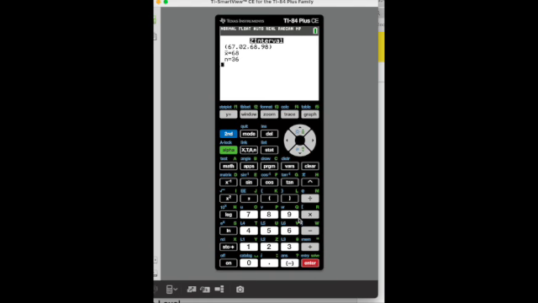I'm going to hit enter, and it's going to give us the same thing we got when we used inverse norm. So we got 67.02 as our lower bound and 68.98 as our upper bound. And when we use that interval function on our calculator, it gives it to us at once so that we don't have to do the 2 steps of inverse norm.